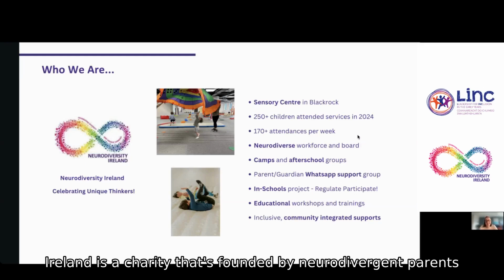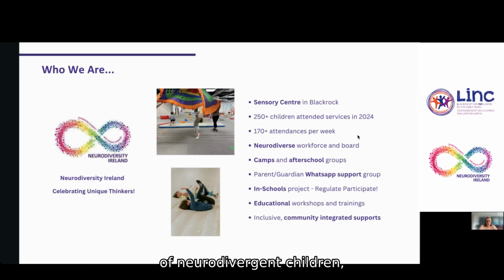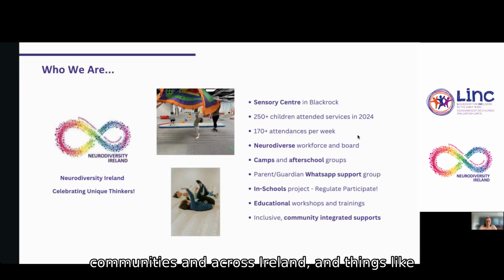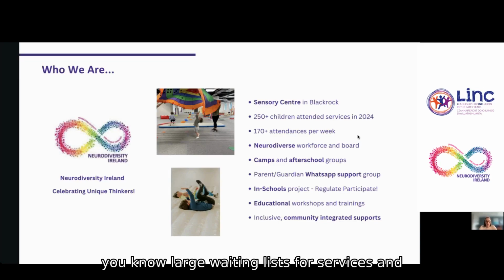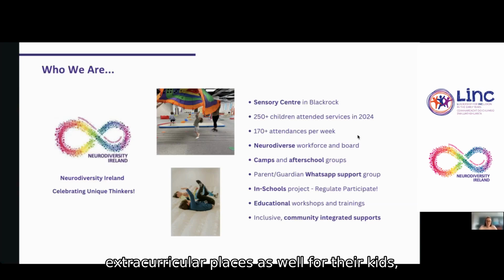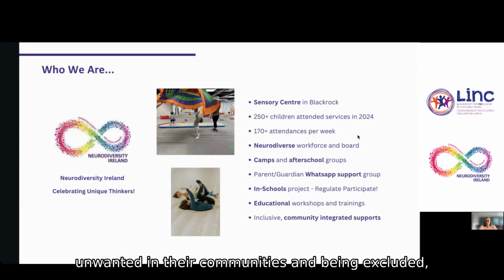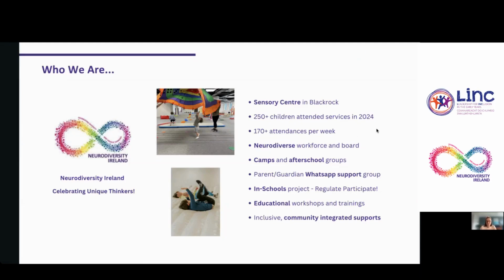Who are we? So Neurodiversity Ireland is a charity that's founded by neurodivergent parents of neurodivergent children. And these parents saw significant gaps in the services and in their communities and in the understanding of neurodiversity in their communities and across Ireland. And things like large waiting lists for services and supports, lack of school places and leisure and extracurricular places as well for their kids. And I suppose feeling like their children were unwanted in their communities and being excluded. And they wanted to do something about this.